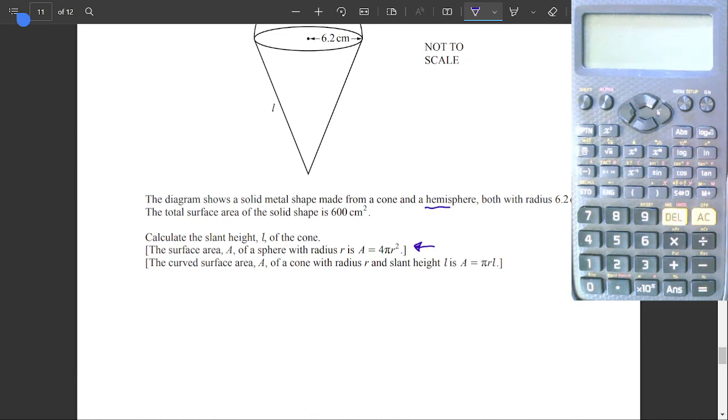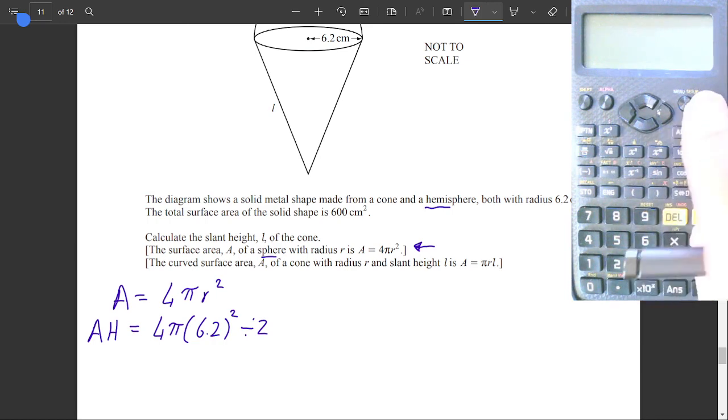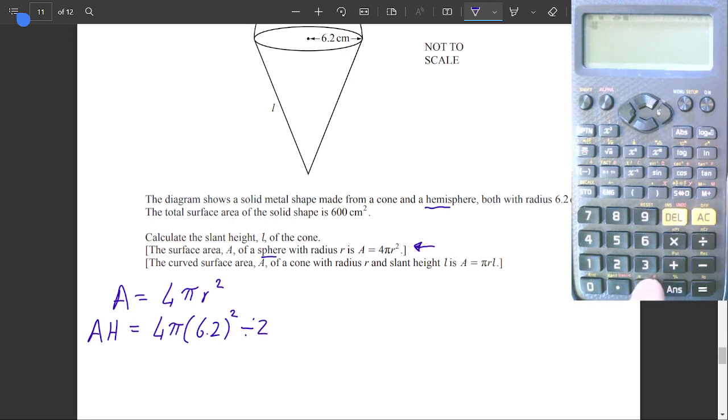So the area of a sphere is 4 pi r squared. We want the area of a hemisphere. So what would that be? 4 pi, what's the radius there? 6.2 squared divided by 2, because it's only half a sphere. So let's hammer that into the calculator. 4 pi 6.2 squared divided by 2.